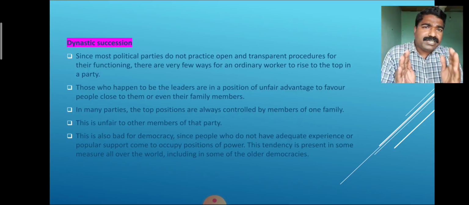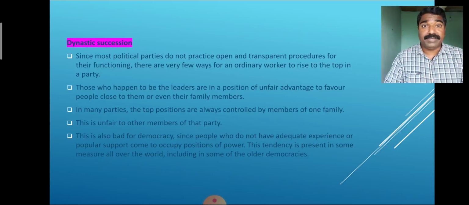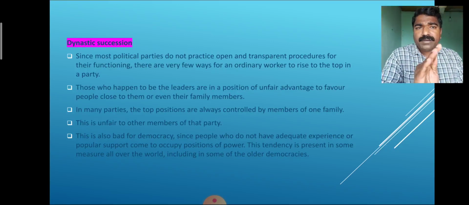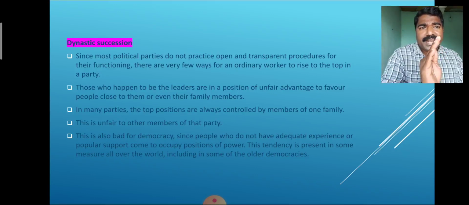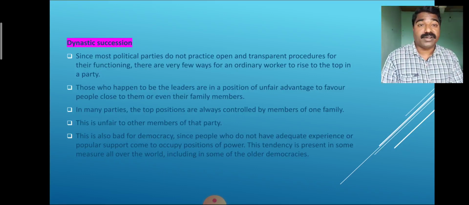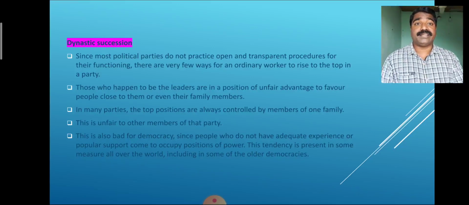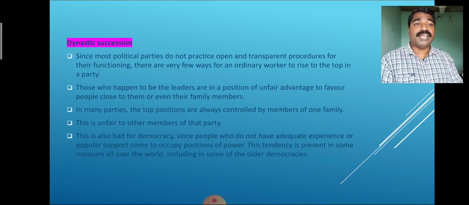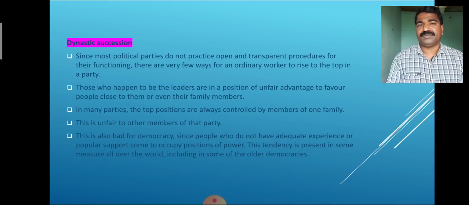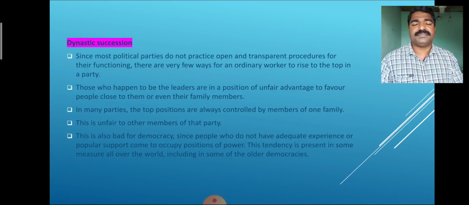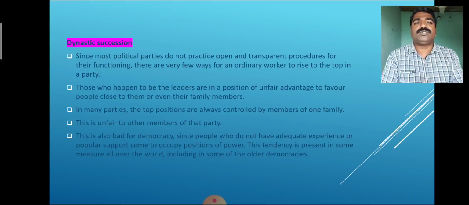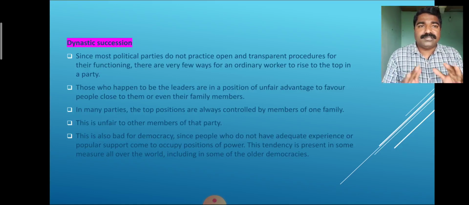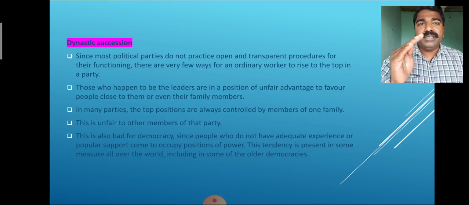Then, the continuation of this internal democracy issue, we can see dynastic succession. What is that? Since most political parties do not practice open and transparent procedures for their functioning, there are very few ways for an ordinary worker to rise to the top in a party. If you want to be at the top in a party, it's very difficult. There is no such practice of transparent procedures. Therefore, an ordinary person cannot be at the top of the party.